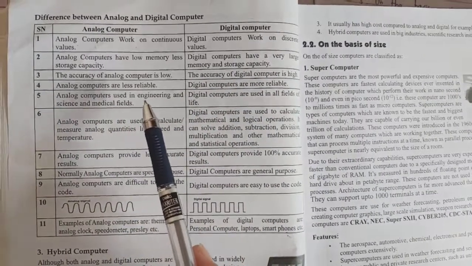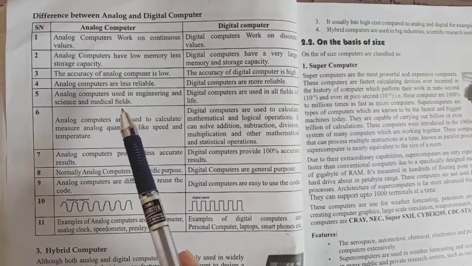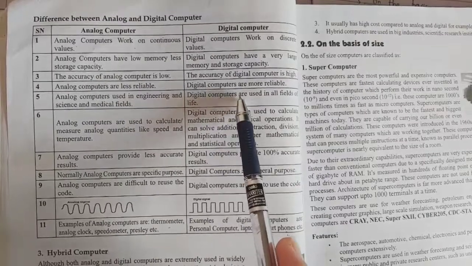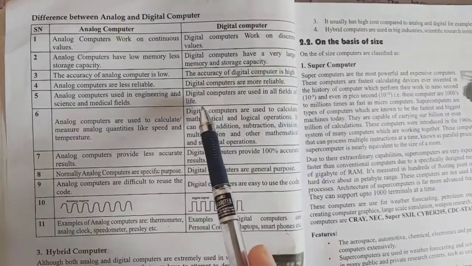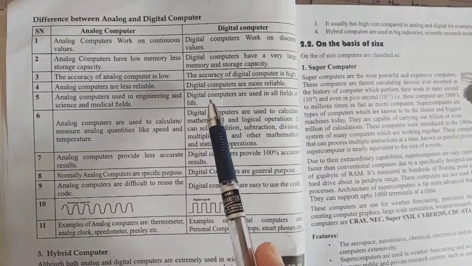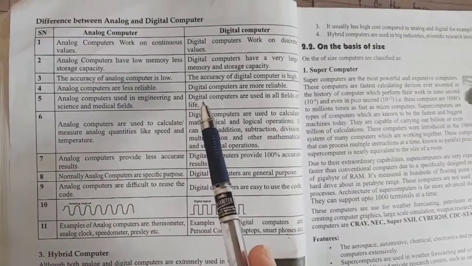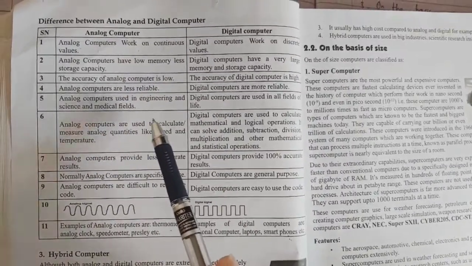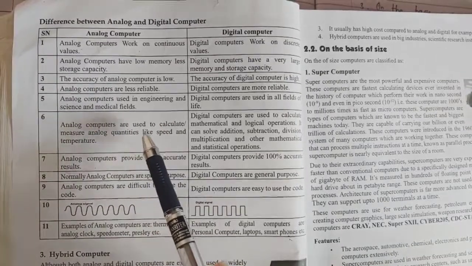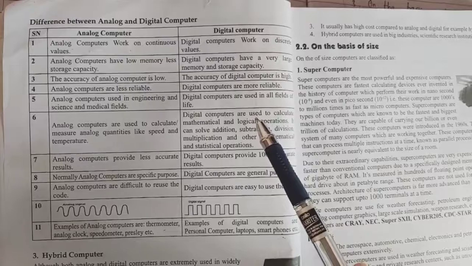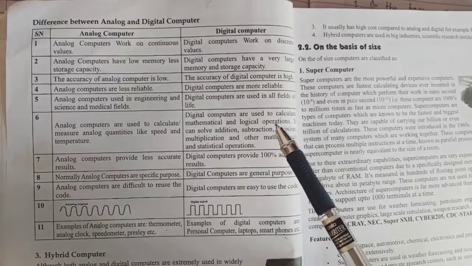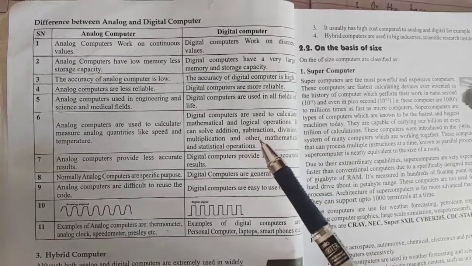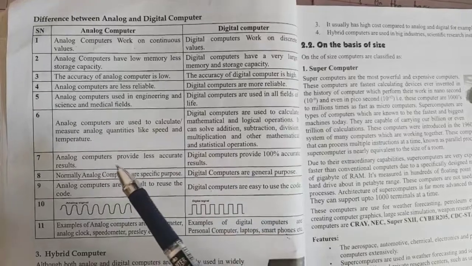Analog computers are used in engineering, science and medical fields. Digital computers are used in all fields of life, where you can see digital computers in this generation everywhere. You can see them in the television, in your phone, everywhere. Analog computers are used to calculate or measure analog quantities like speed and temperature. Digital computers are used to calculate mathematical and logical operations. They can solve addition, subtraction, division, multiplication, and other mathematical and statistical operations.